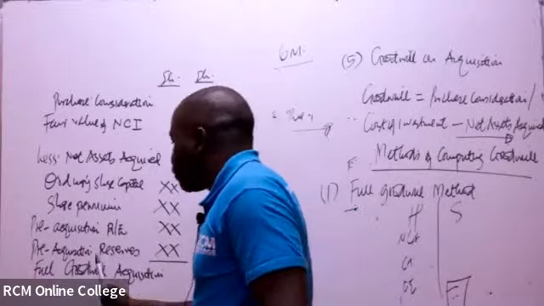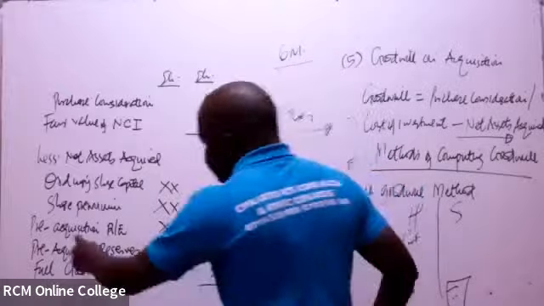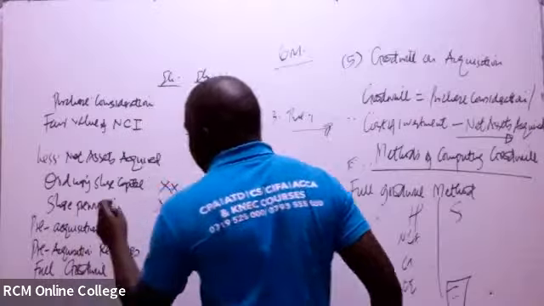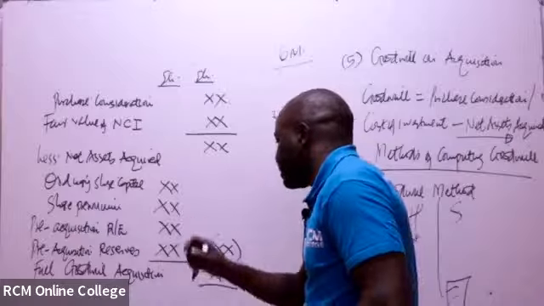Then the pre-acquisition reserves. The reserves that were there before the subsidiary was acquired. These figures, you pick the ones before acquisition. They'll normally be given in the additional information. You pick them in this case and you bring them here. You add them.